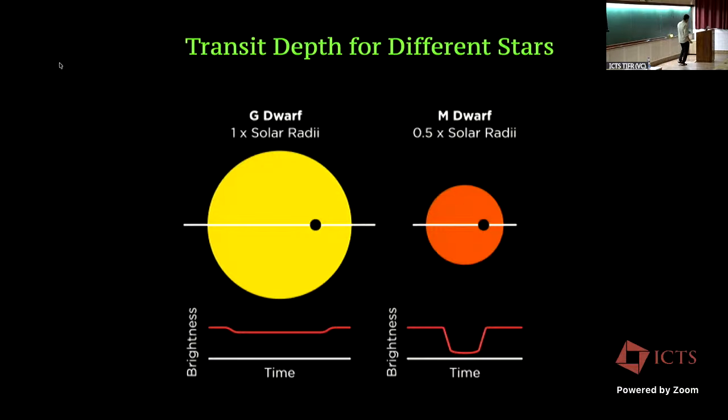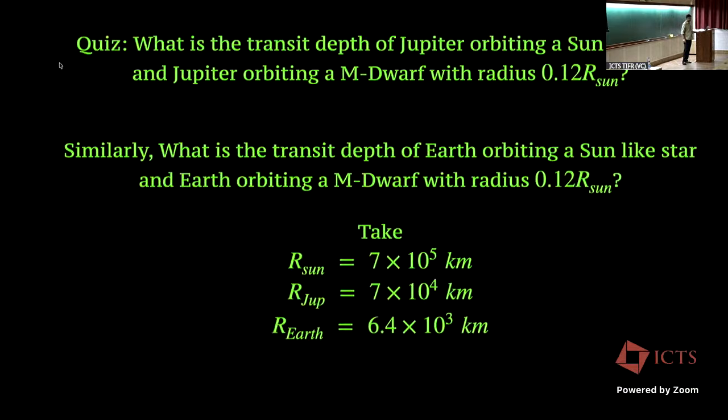Okay, so just to get a brief understanding and get numbers, can all of you, with your notebook and pen, calculate the transit depth of Jupiter orbiting a sun-like star and Jupiter orbiting an M dwarf with radius 0.12 R sun, and similarly you can do it for an Earth-like planet. It should take you 2-3 minutes.